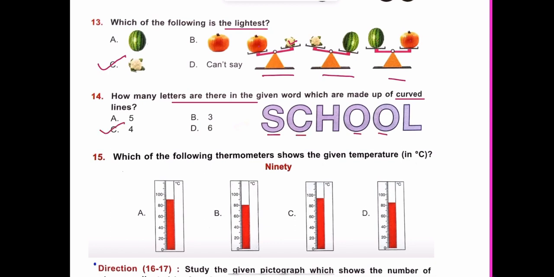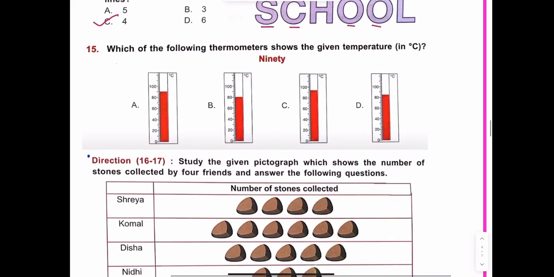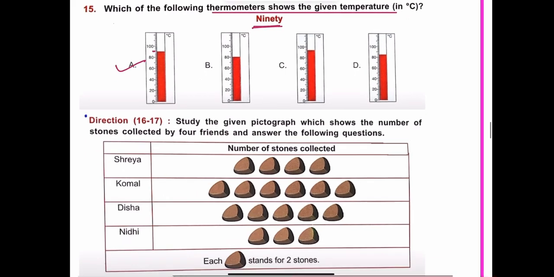So option C is correct. Question 15, which of the following thermometers shows the given temperature in Celsius? The given temperature is 90. So just find the value 90. In option A, this is correct. In B, it is 80. In C, it is slightly higher than 90. In option D, it is slightly lower than 90 and higher than 80.